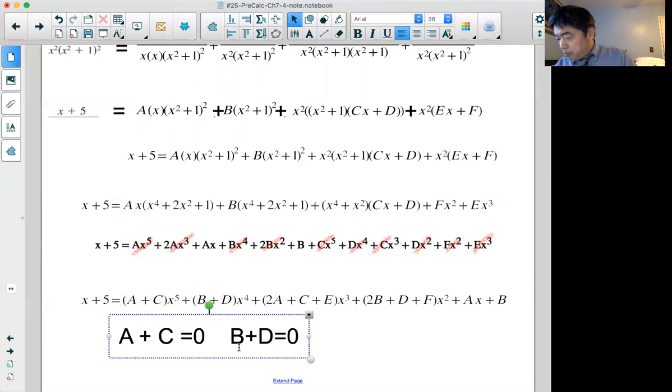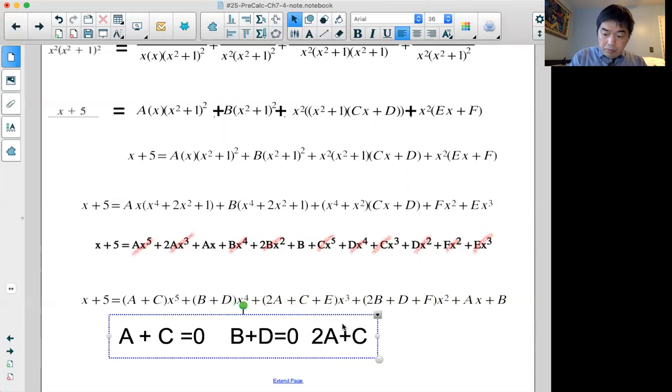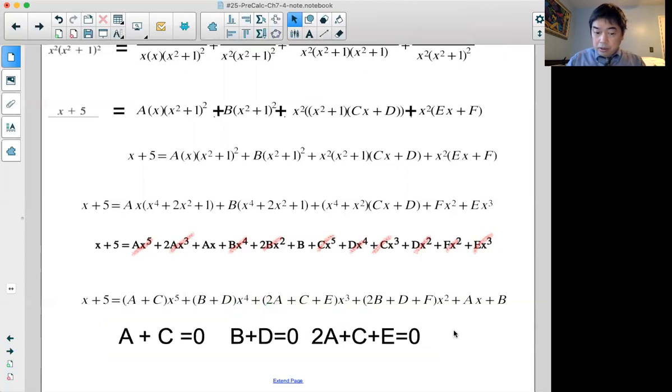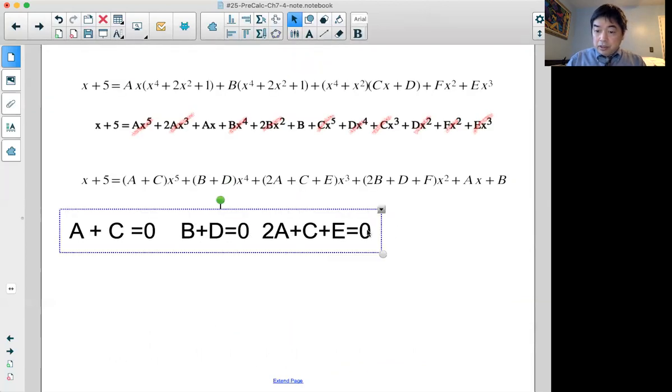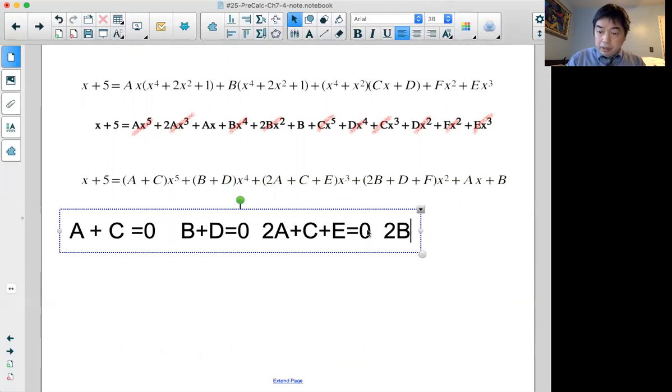Now, you don't see the third power. So 2a plus c plus e must be 0. What else? You don't see this one either. So we have to start solving for this. So 2b plus d plus f is also equal to 0.